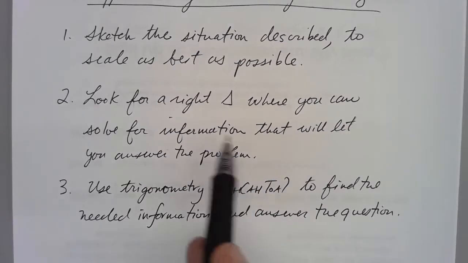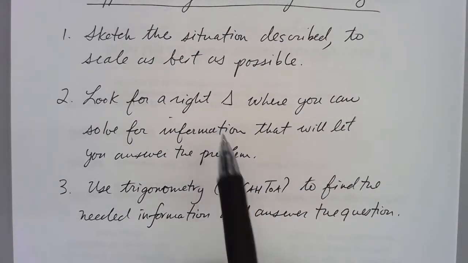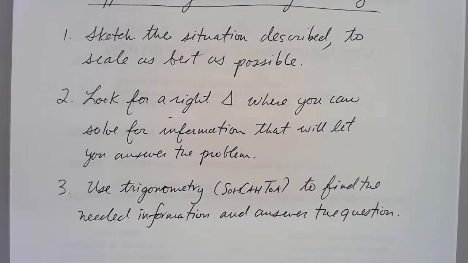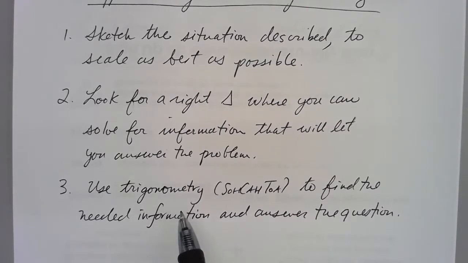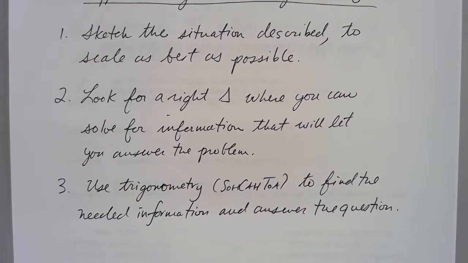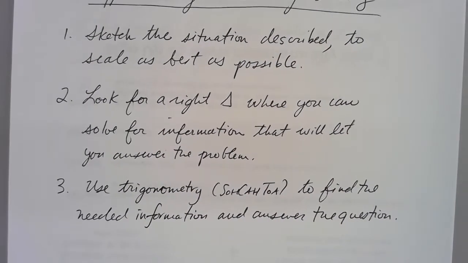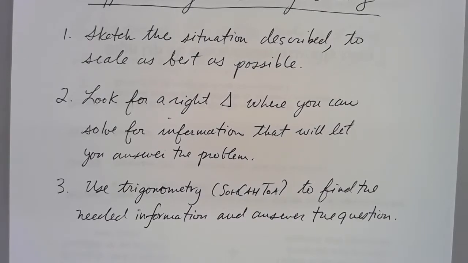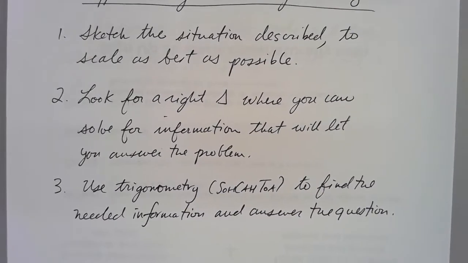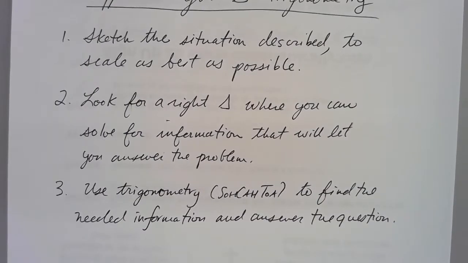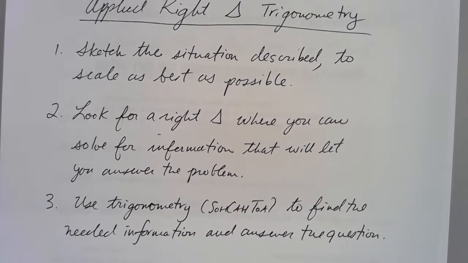So second, we're going to look for a right triangle where you can solve for information that will let you answer your problems. Since there's no picture given, you're going to have to find the right triangle in the picture. Some of these will be easier, some a little bit trickier. And then finally, you use your SOHCAHTOA trigonometry, sine or cosine or tangent, to find that needed information, and then you answer the question. You have to be careful because sometimes the SOHCAHTOA answer you get is not the immediate answer to the question. I have 3 examples laid out for this lesson.